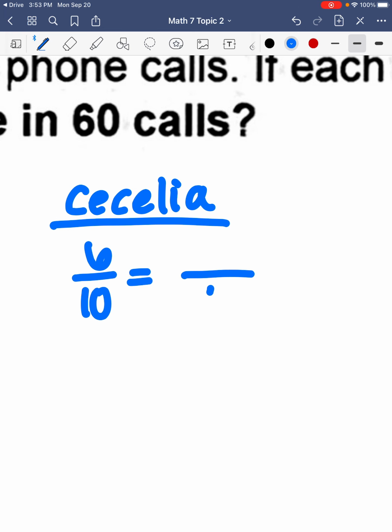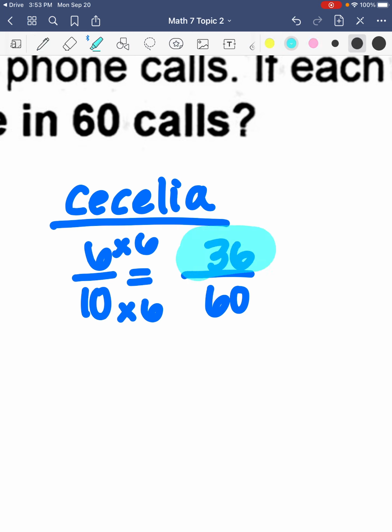But the question is, who will reach more people in 60 calls? So the number of calls is on the bottom. How do I go from 10 to 60? Well, I multiply times 6, right? So I'm going to do the same thing on the top. 6 times 6 is going to be 36. So if Cecilia continues at this same rate, she'll reach 36 people in 60 phone calls.